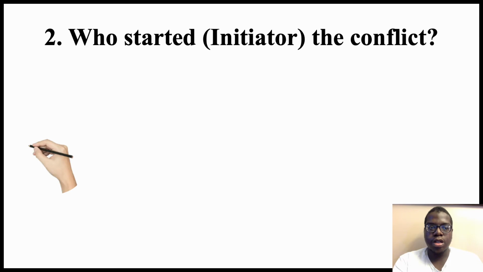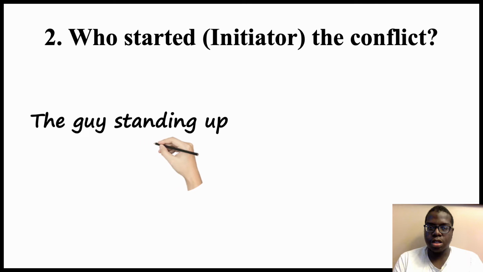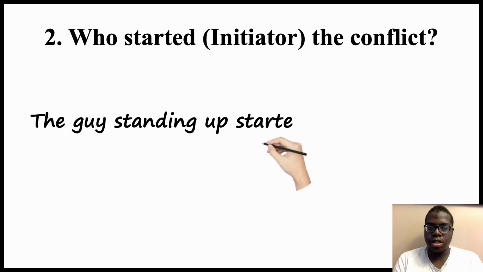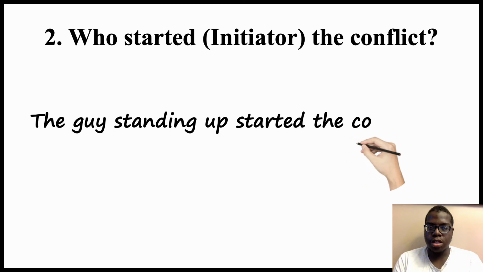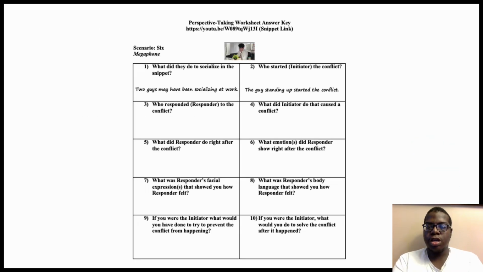Read the question. Question 2. Who started the conflict? What happened when things went wrong? Who caused that to happen? This is initiator. The guy standing up started the conflict. Now write the answer. Questions 1 and 2 are complete. Go to question 3.